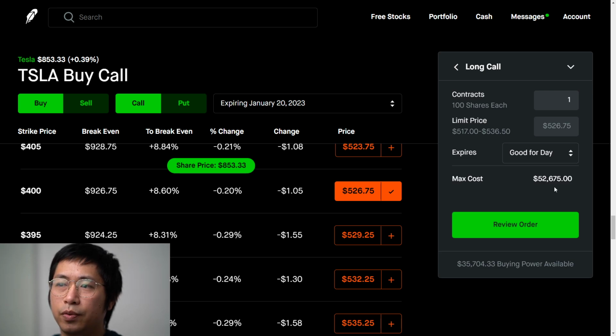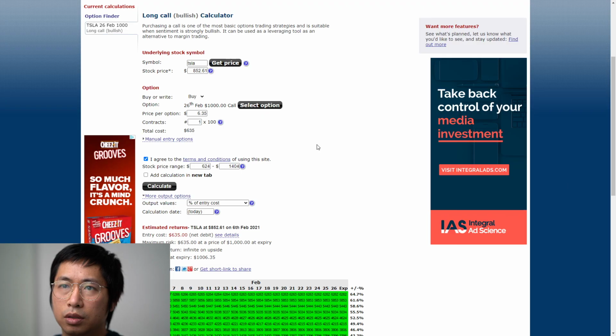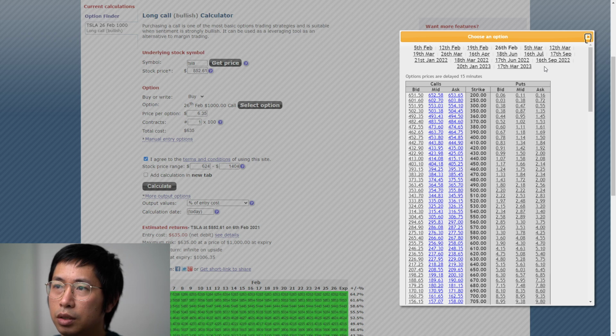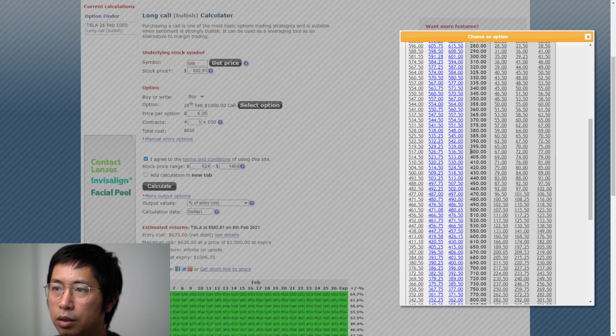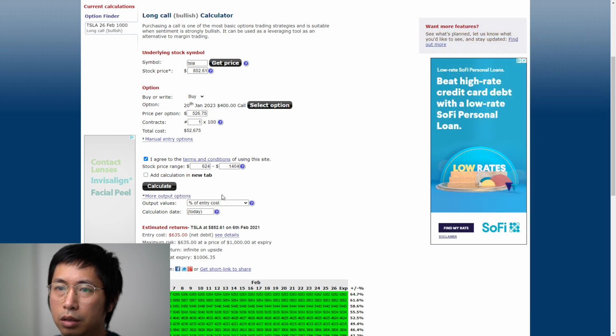So we're paying this much, right? We're paying about $52,000. But how much can we make? So what is this? This is the January 20th, 2023 at the $400 strike price. Okay. So I'm going to my calculator here. Tesla, we're going to January 20th, 2023. And we're buying the $400 strike price right here.